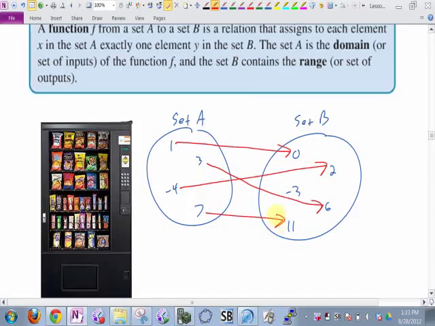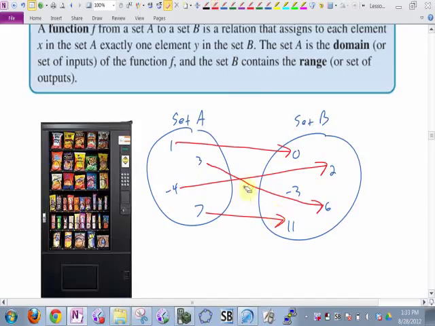What I want to know is, is this relationship I've just created between these two sets a function? And in order to be a function, every number in set A can only point to one number in set B. So what do you think? Is this a function? Yeah, absolutely. How about this one?